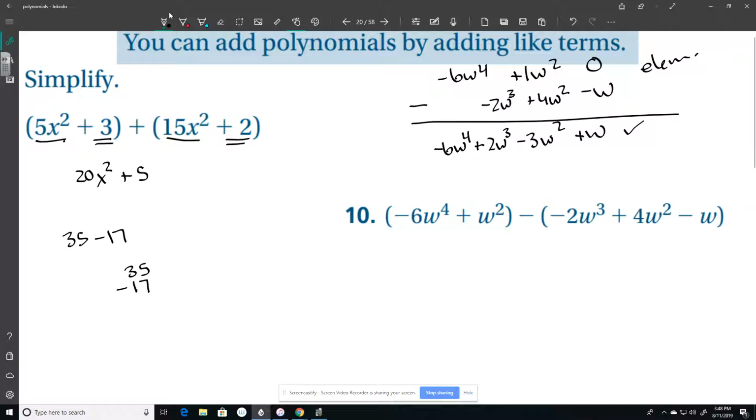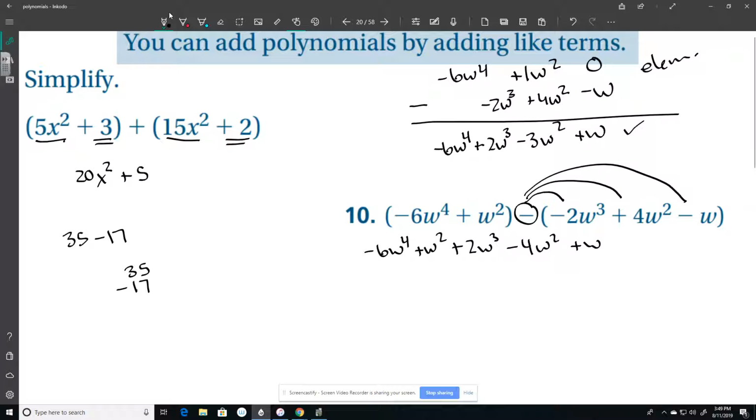What I like to do is take this negative and distribute it to everything on the inside of the parentheses. So I still have negative 6w to the 4th plus w squared. And then a negative 2w cubed becomes a positive 2w cubed. And a negative plus 4w squared becomes a minus 4w squared. And a negative w becomes a plus w. Now I just look for like terms.